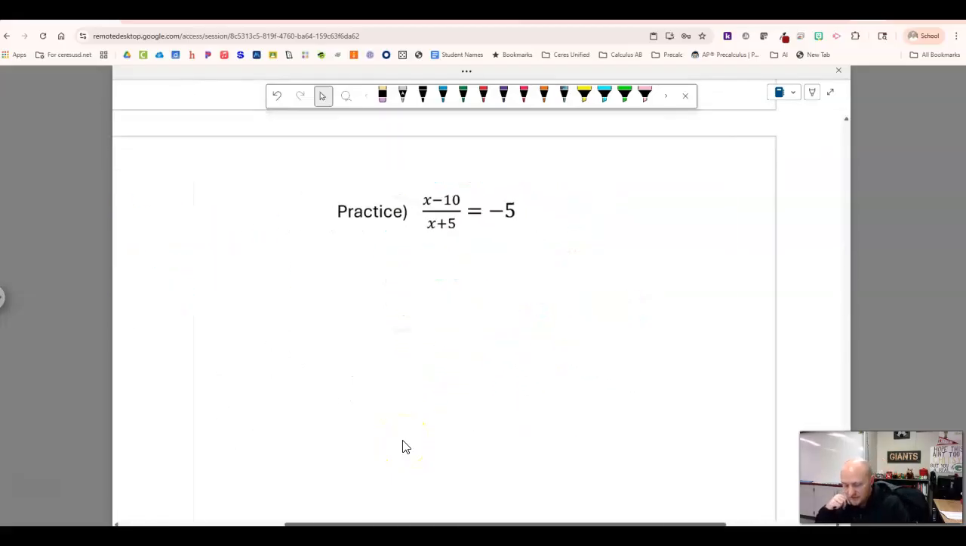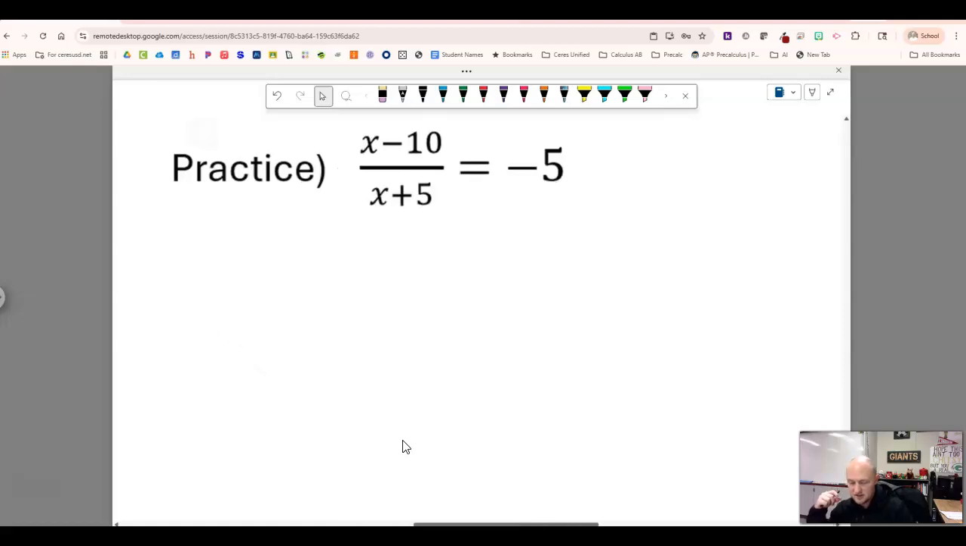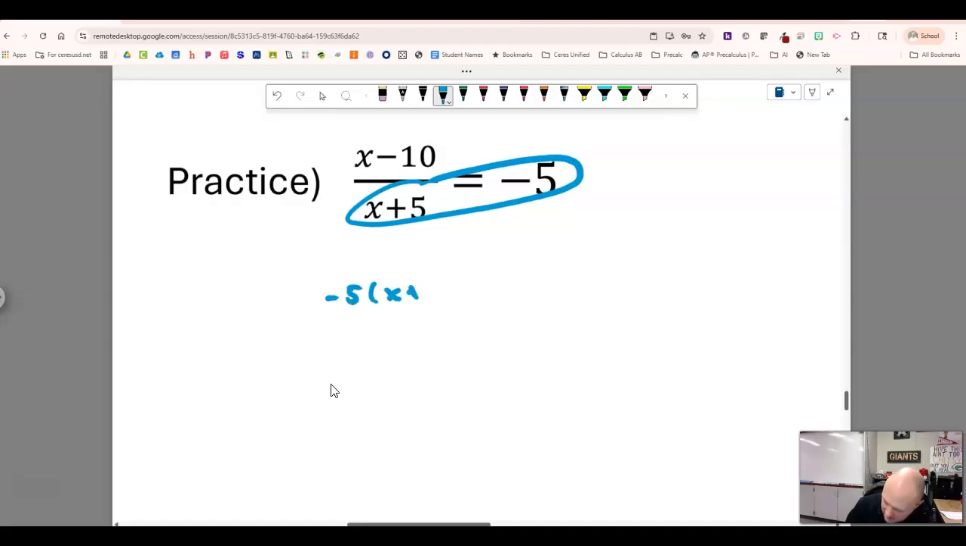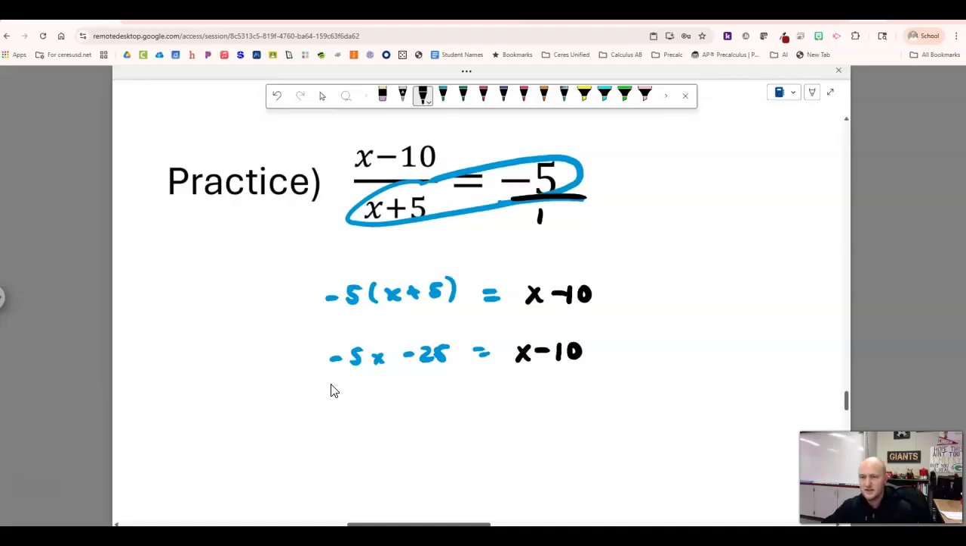Okay. Very last one. This is the last one. Please pause me. Try this example. Okay. I'm going to cross multiply. Negative 5 times x plus 5 gives us negative 5x minus 25. This is all going to be equal to, I got nothing down here. Don't forget that that's a fraction. So 1 times x minus 10, it's just x minus 10. Okay, I have negative 5x over here.